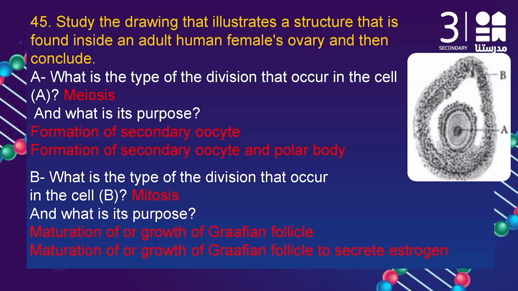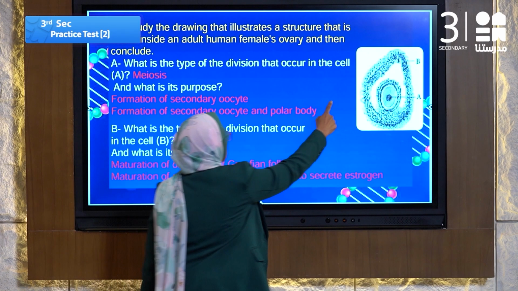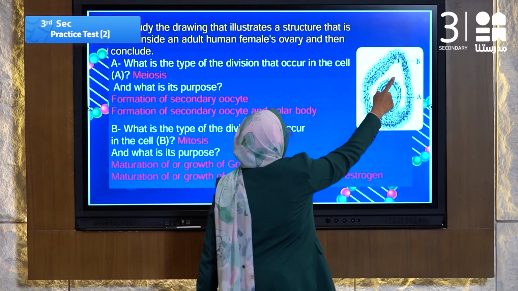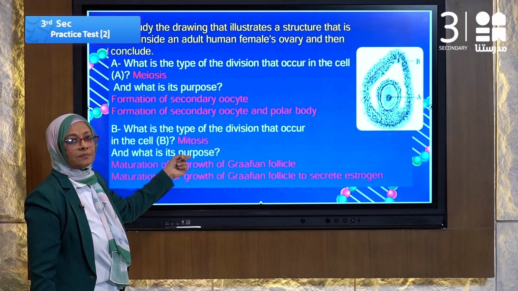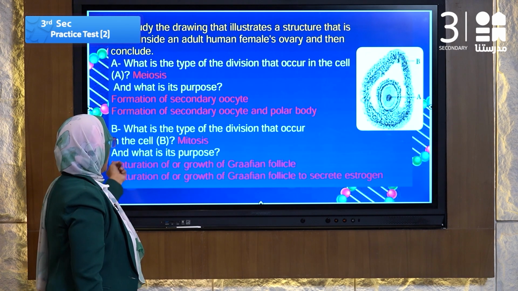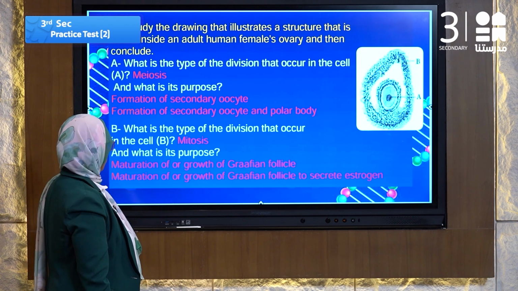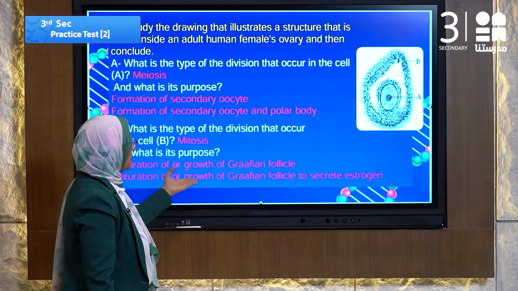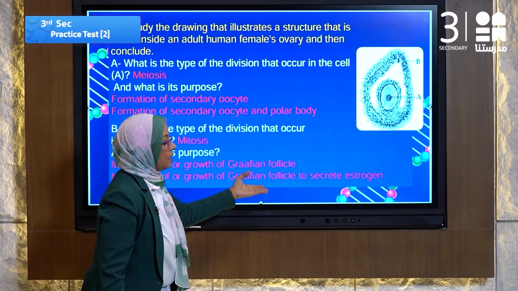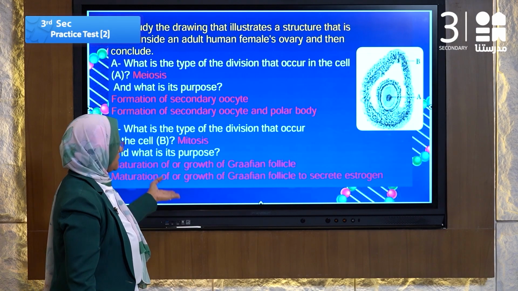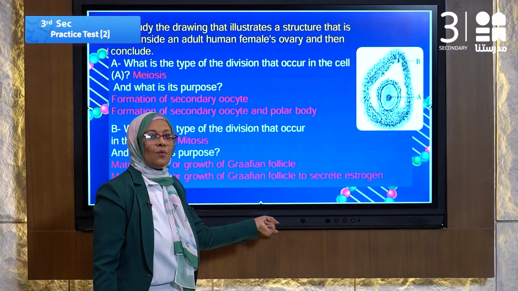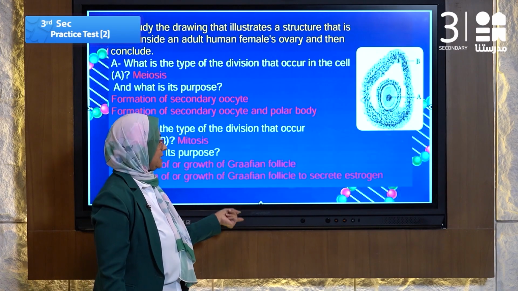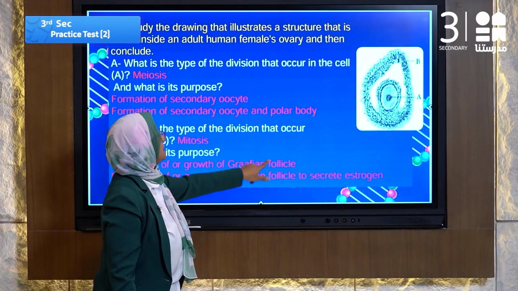B. What is the type of division that occurs in cell B? B is many cells found in the ovary. Many cells means production by mitosis. What is its purpose? The purpose is maturation and growth of Graafian follicles to secrete hormones. What are the hormones here? It is estrogen.